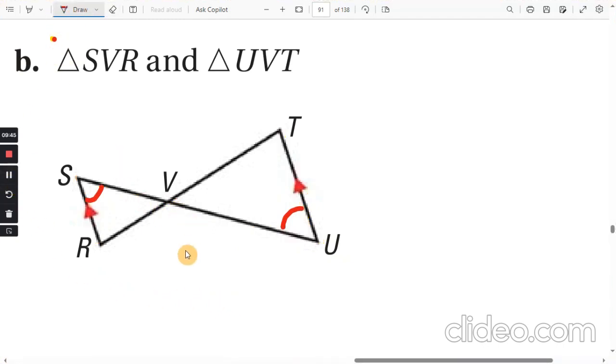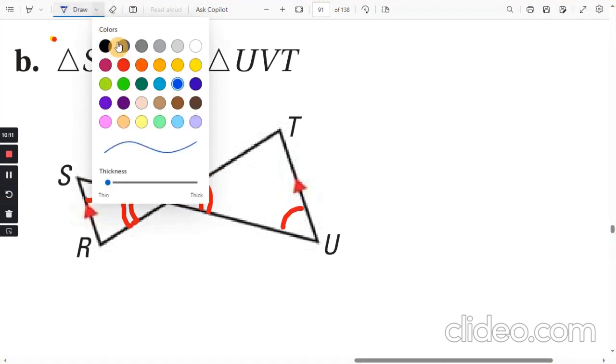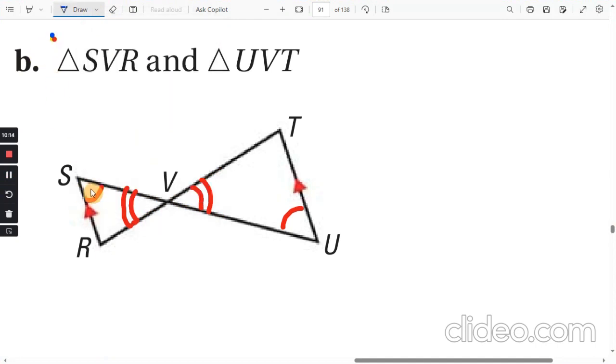All right, what else can I mark? Well, when you have an X shape like this, those are called vertical angles. So I can mark this one here and this one here. Those two match. And let's put in the numbers as we did before. This one here has 1 mark. This one here has 1 mark. And these both have 2 marks. So that's it. We just proved it.